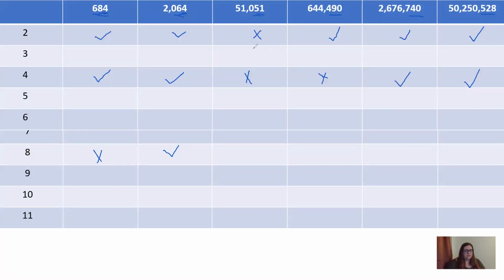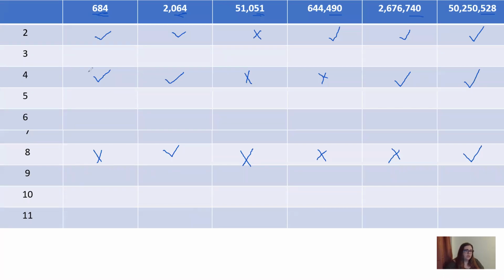51 divided by 8 is 6.38. So no. 490 divided by 8 is 61.25. So no. 740 divided by 8 is 92.5. So no. And then 528 divided by 8 is 66. So yes.